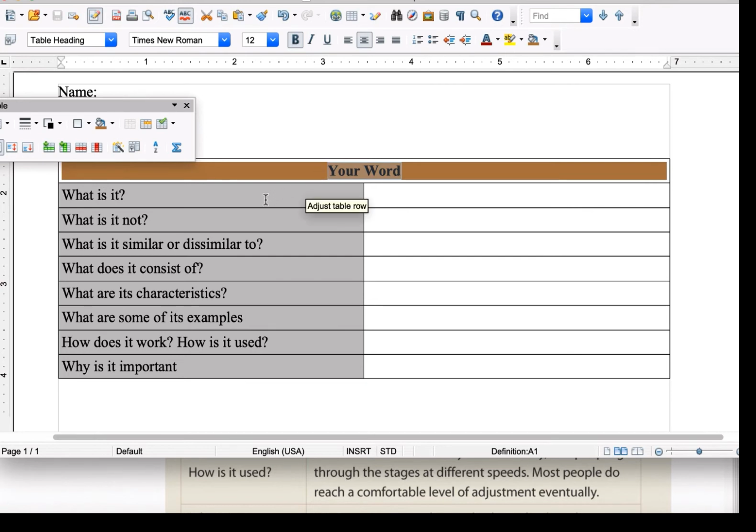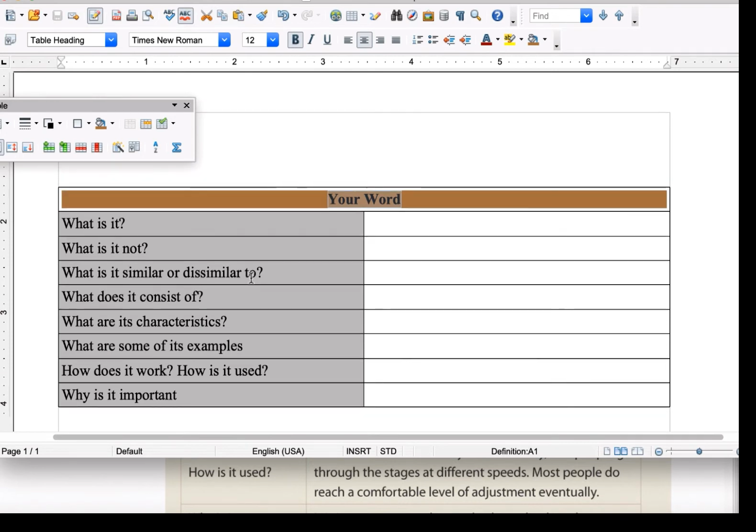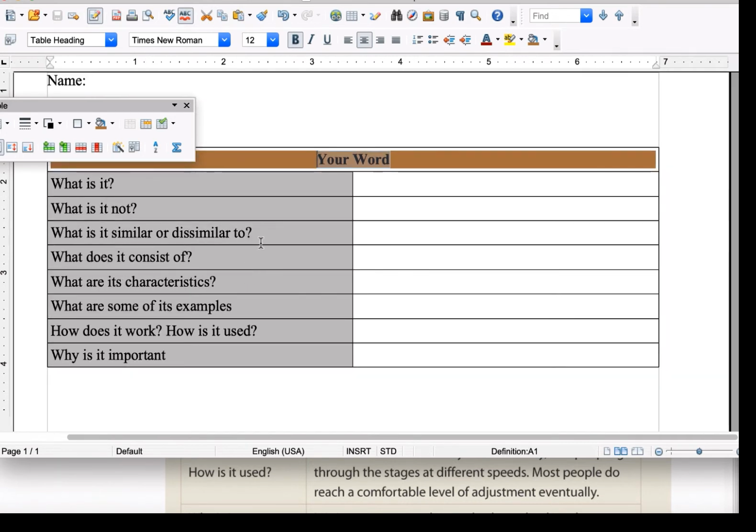And you're going to answer, what is your word in your culture, and what is it not compared to English? Okay? What is it similar to or dissimilar to? What does it consist of? What's its characteristics? Give us some examples of your word. How could we see your word being used in your culture? How does it work? Why is that word important in your culture?